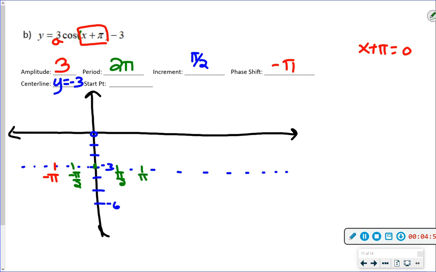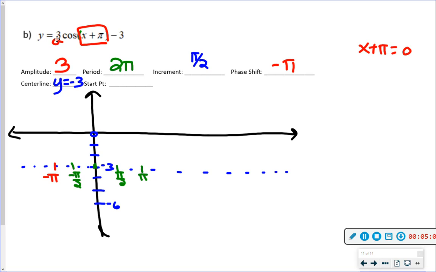Now remember, our period's 2 pi. Don't be alarmed if you have a 2 pi on here. Doesn't mean we screwed up. Think about your range. From -1 to +1, you cover 2 pi. Okay. Now, our starting point.